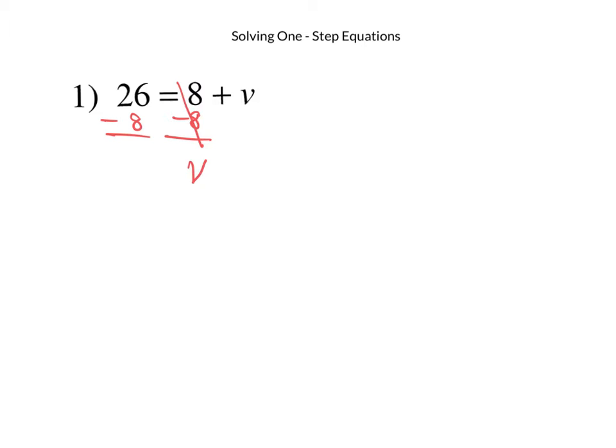This cancels out, leaving the variable on the right. 26 minus 8 is 18. So V equals 18.